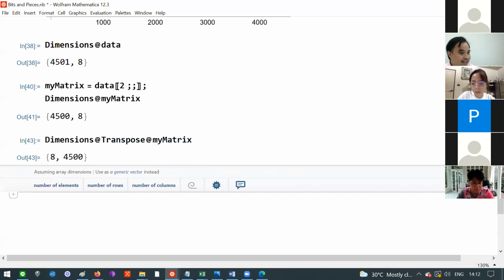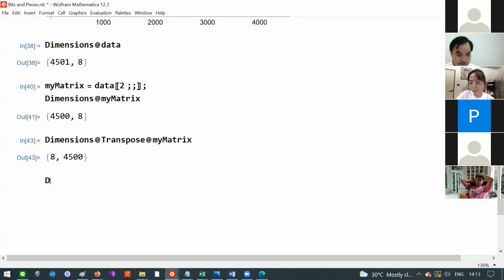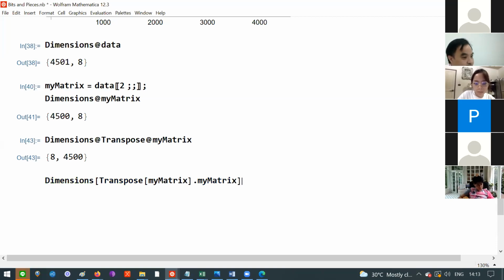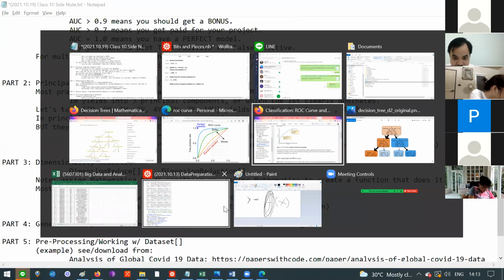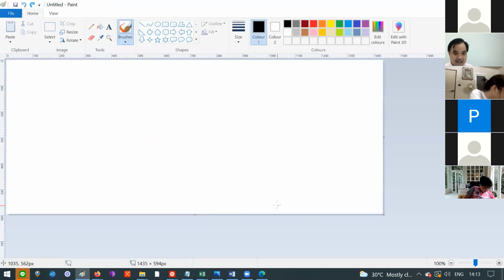Okay, so now, what is the dimension of transpose of my matrix dot my matrix? Anybody? Yes? Well, remember the matrix? Let's go to some picture here. What does my matrix look like? My matrix looks like this, right?